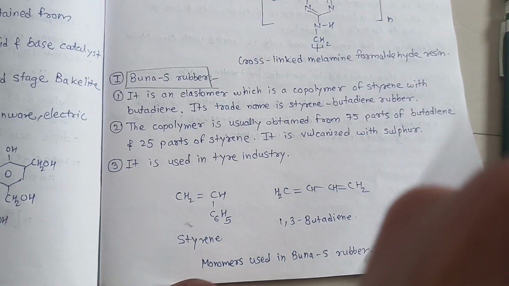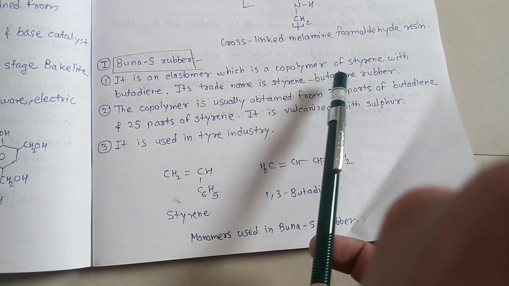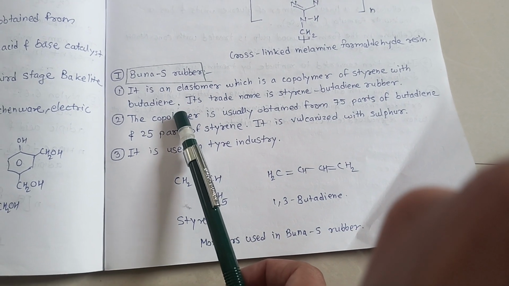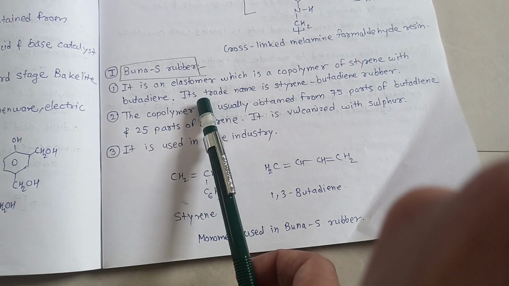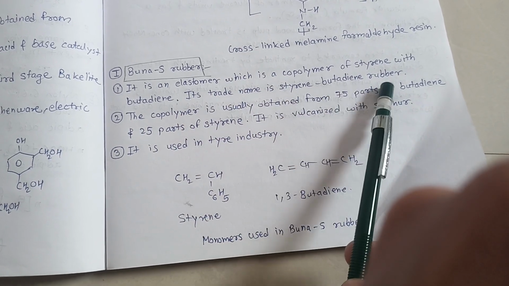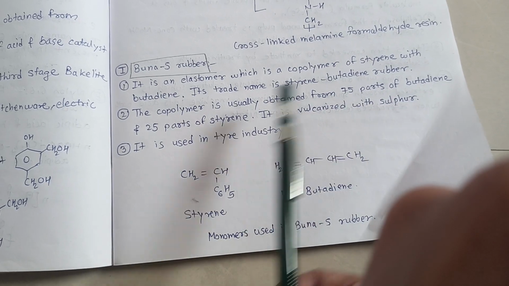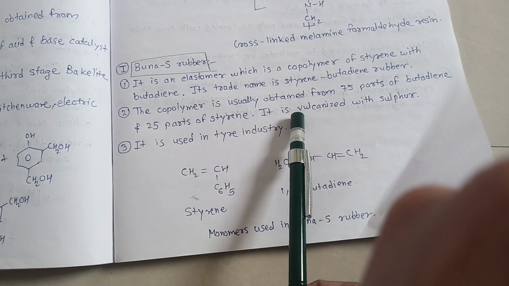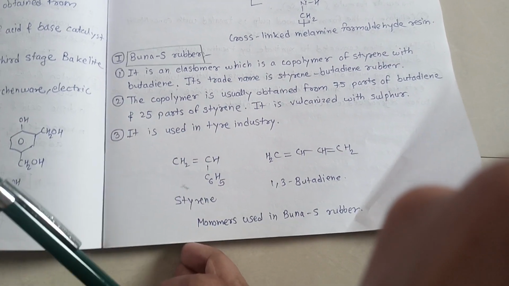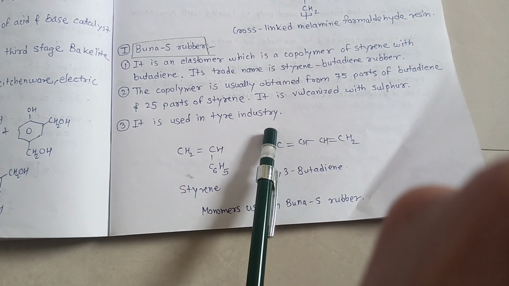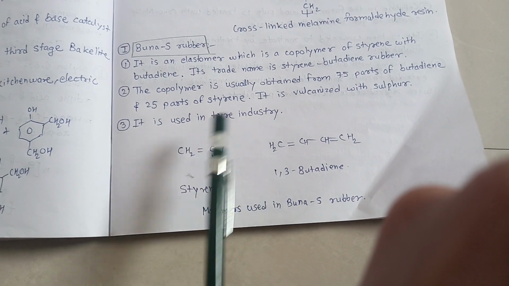Next is Buna S rubber. So it is an elastomer which is a copolymer of styrene with butadiene. So there are two monomers used, one is styrene and another is 1,3-butadiene. Its trade name is styrene butadiene rubber. The copolymer is usually obtained from 75 parts of butadiene and 25 parts of styrene. It is vulcanized with sulfur. It is used in tire industry. So vulcanized tires are generally made up of this Buna S rubber.